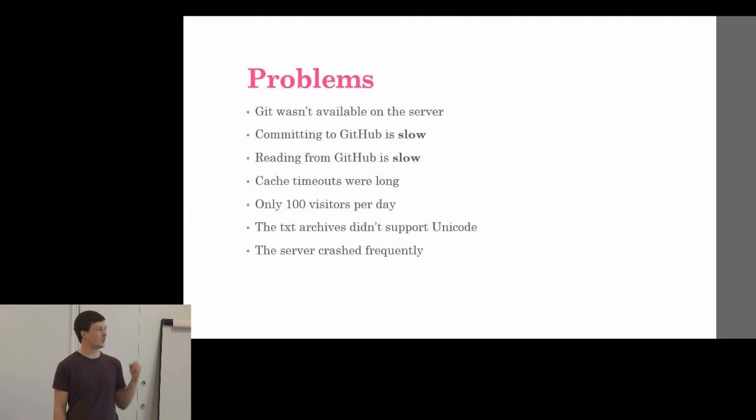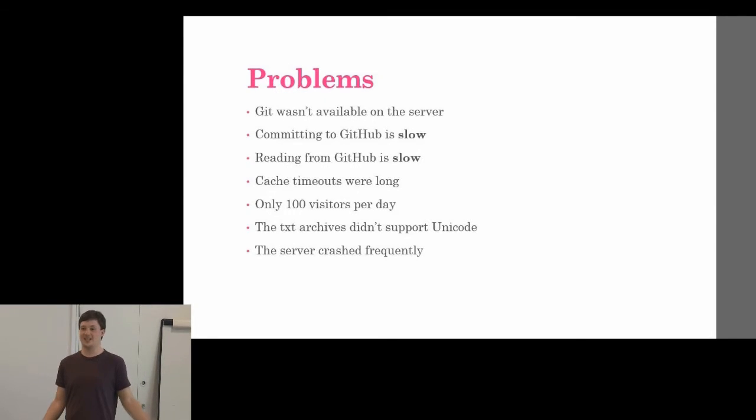So some of the problems: Git as a command line tool wasn't available on the server that I was running it on. So I solved that problem by learning about the GitHub API. So I did it via the GitHub API, the web requests. That worked. But regardless of whether you use Git, the Git command line tool, or GitHub's API, committing to GitHub is really, really slow. So it took of the order of an hour or so for new messages to appear, just because of the slowness of committing messages to Git.